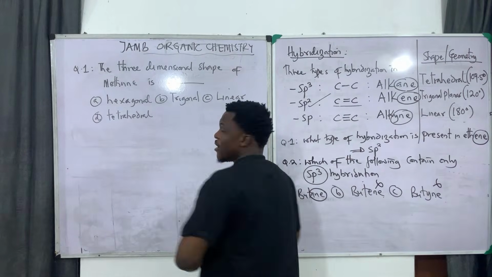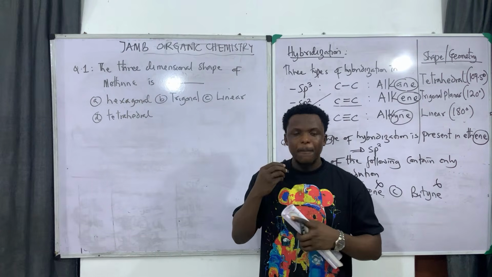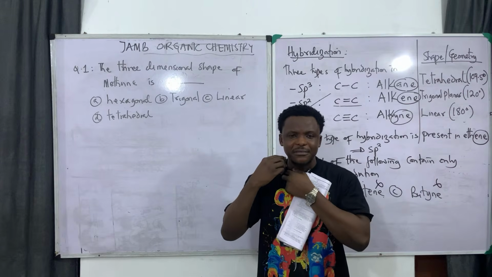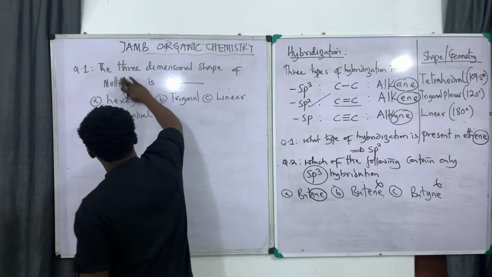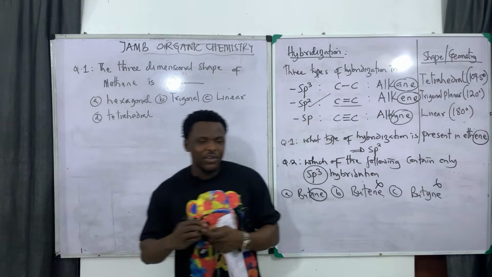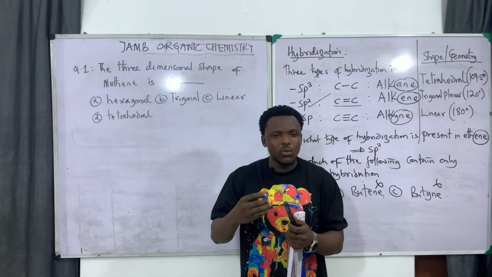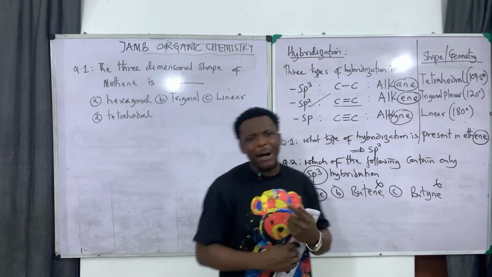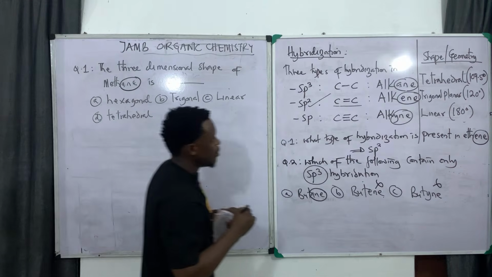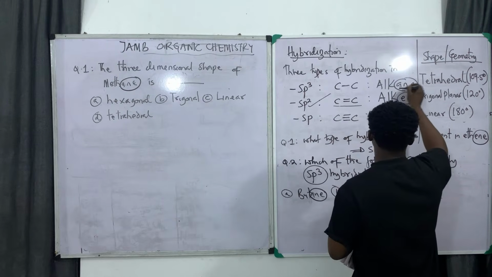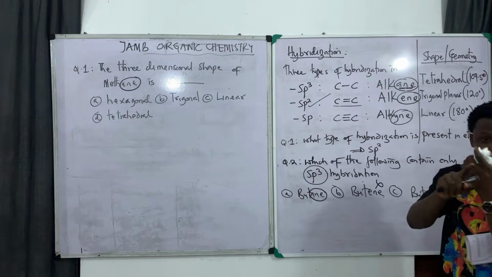Now if you notice, they use methane. Methane is a member of alkane. Any compound that ends with ane, guys, what I'm giving you is a code, a cheat code. Not to cheat in exams, but something that can make you pass faster. Any compound that ends with ane belongs to alkane.